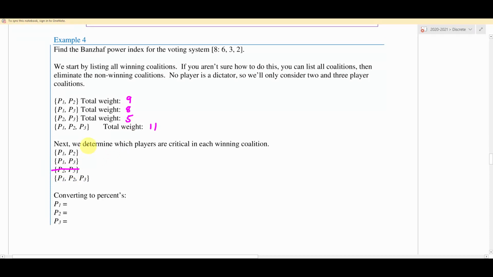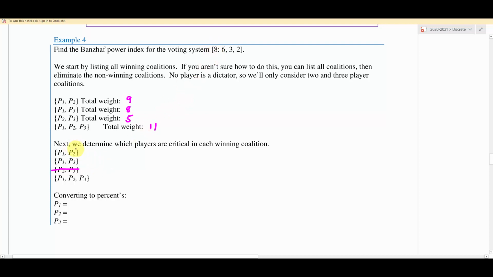Okay. Now, the next thing we're going to do is figure out who is critical in each of these coalitions. So remember, to be critical in a coalition, you have to affect the outcome of whether or not they can pass a measure should you leave. All right. So for instance, let's say player 2 gets upset and leaves the coalition here. And remember, their total weight was 9. Okay, so if player 2 leaves and takes their 3 votes with them, they would go from 9 votes down to 6 votes. And that's no longer enough to pass quota.